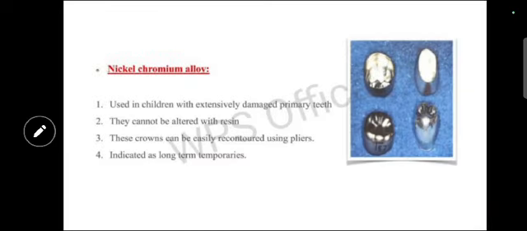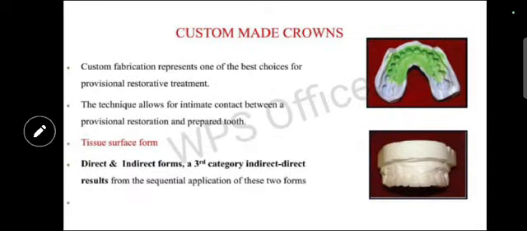Nickel chromium alloy crowns are used in children with extensively damaged primary teeth. They cannot be altered with resin. These crowns can be easily recontoured using pliers.